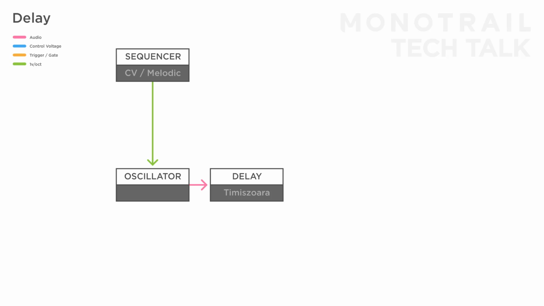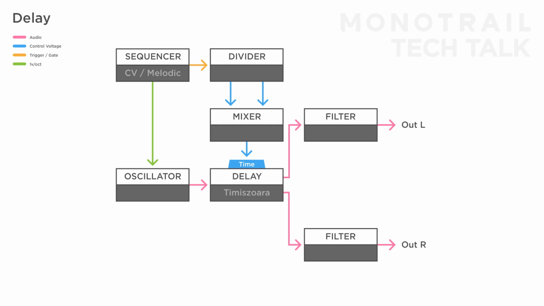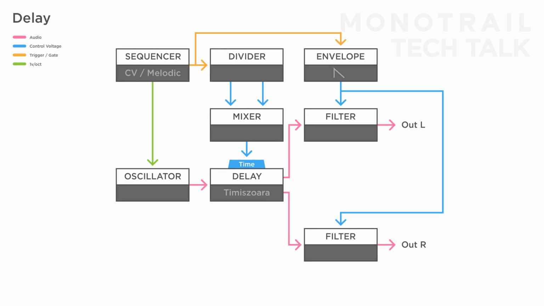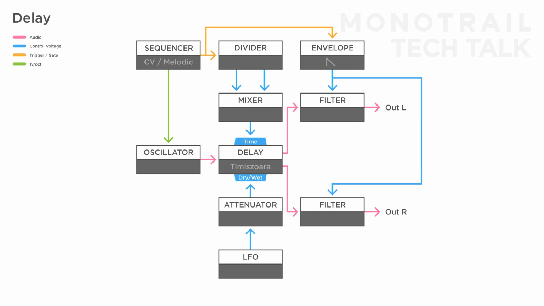Of course, you can expand that patch into a voice by sending the stereo outputs to filters, for example. For added motion, a clock divider is used and two divisions are sent to a mixer to modulate the time, creating an interesting modulation pattern. The clock is used on an envelope modulating both filters, and an LFO through an attenuator is used to modulate the dry-wet mix for added depth.